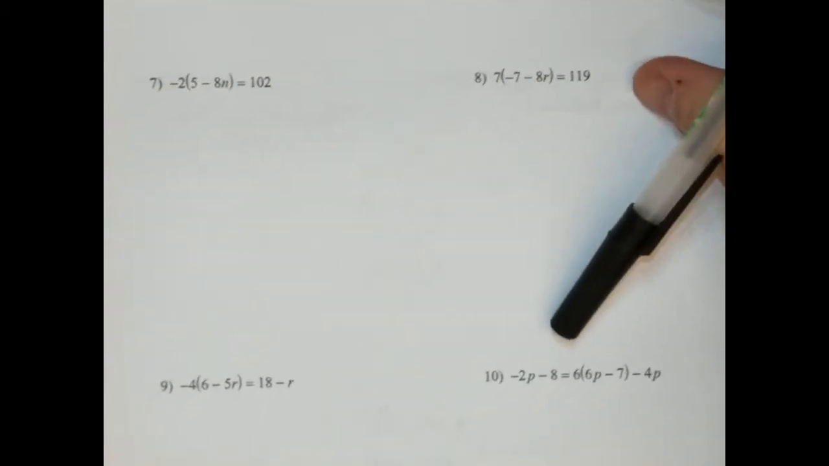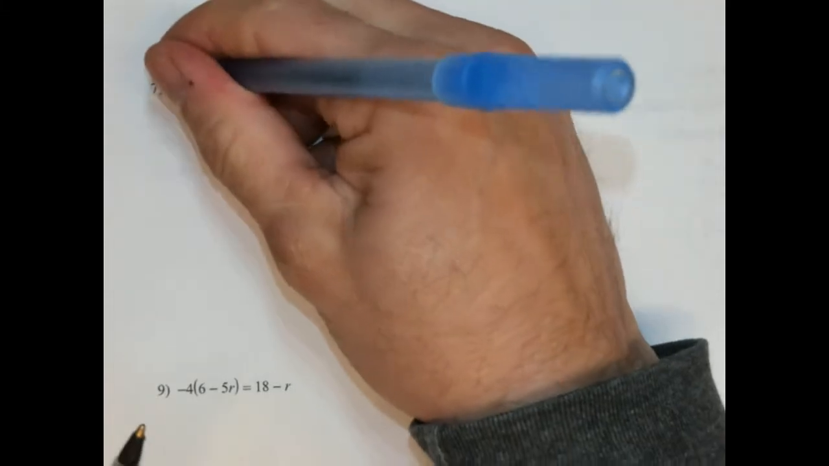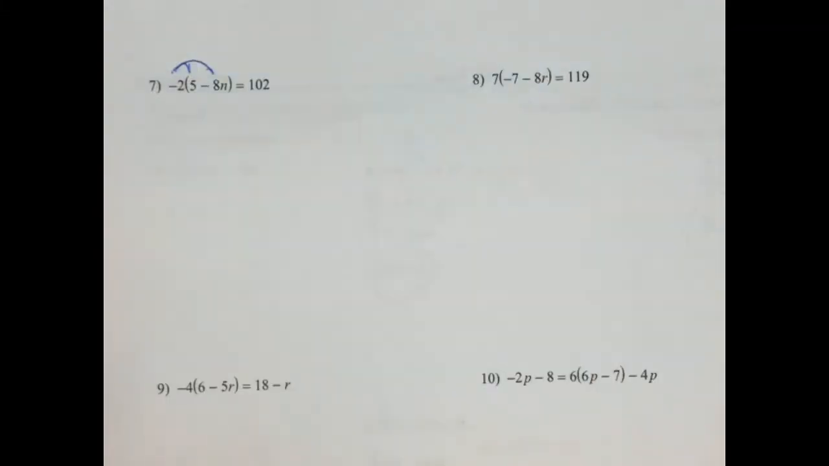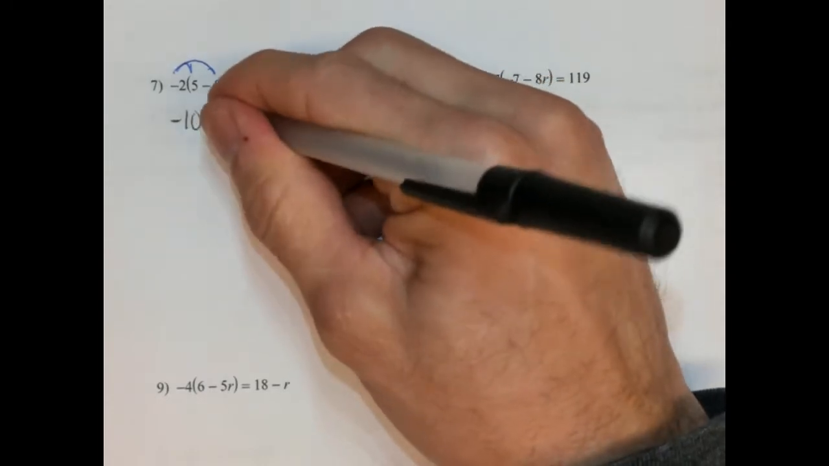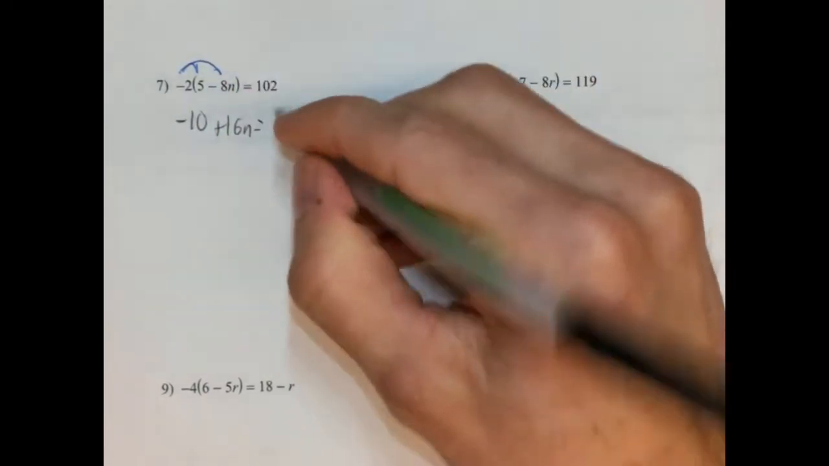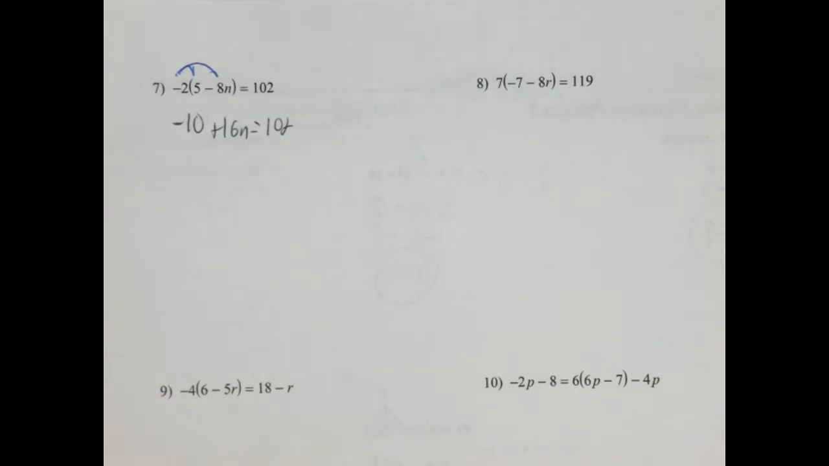Now these problems get a little more complicated. So we have distribution here. So negative 2 times 5 is negative 10. Negative 2 times negative 8n is positive 16n. And 102 is here. So now we have negative 10 plus 16n equals 102.